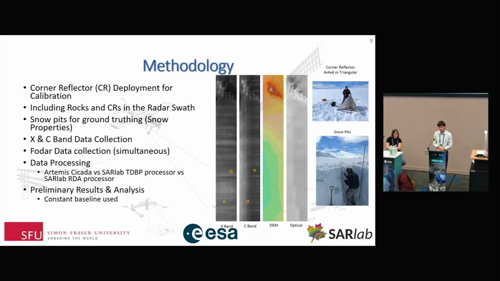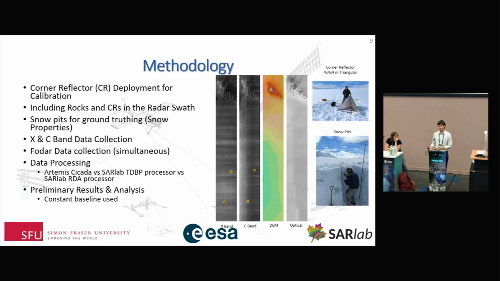As for our methodology, we deployed corner reflectors on the surface of the glacier for calibration and as a phase reference. So at the corner reflectors, all three of the DEMs should coincide because we're getting scattered from a corner reflector on the surface. So we should have good agreement between the phase of the interferograms and the FODAR DEM at those points.